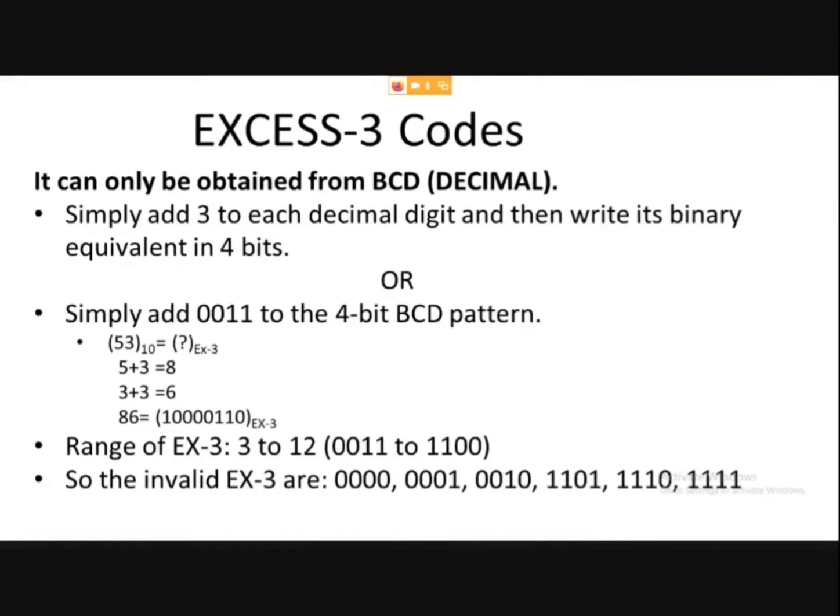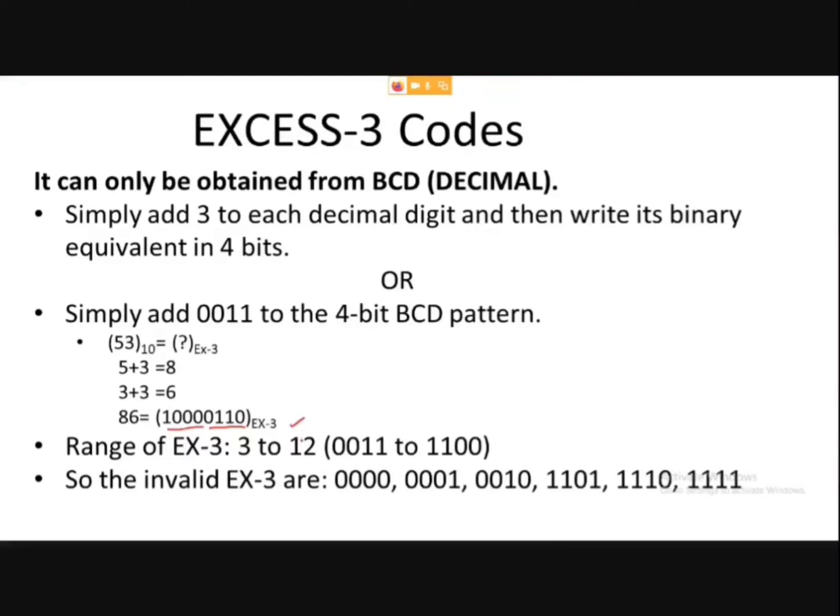Now the excess-3 code can only be obtained from BCD or decimal. We have to just add 3 to the decimal digit and write its binary equivalent in 4 bits. So if I want to find the excess-3 of 53, then I will add 3 to 5 and 3 to 3 as well. So 5 plus 3 becomes 8, 3 plus 3 becomes 6, and the number becomes 86. And then writing these 8 and 6 into 4 bits, like you can see this 1000 is 8 and 0110 is your 6. So this becomes my excess-3.